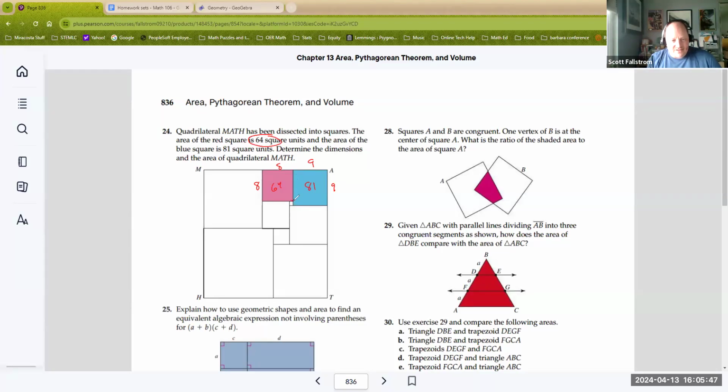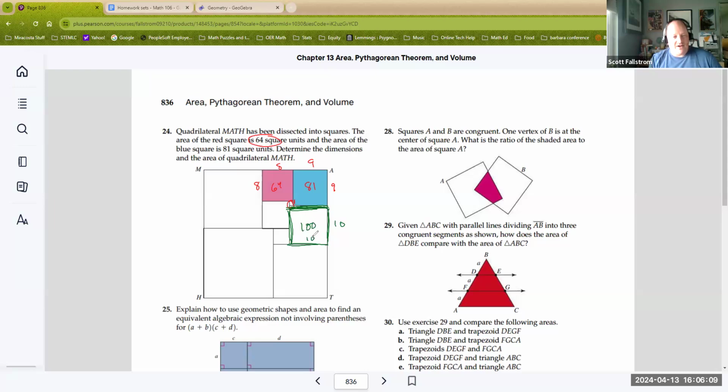9 by 9, so this little piece right here must be 1, right? It has to be 1 because it's the difference between the 8 and the 9. But then you get to use that and say, well, wait a minute, what is this piece right here? That's got to be 9 plus 1, so that's 10. So this is a 10 by 10.